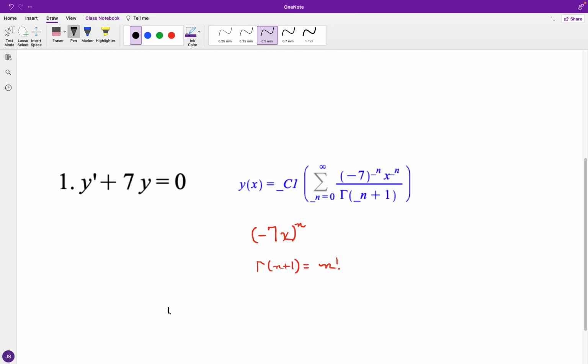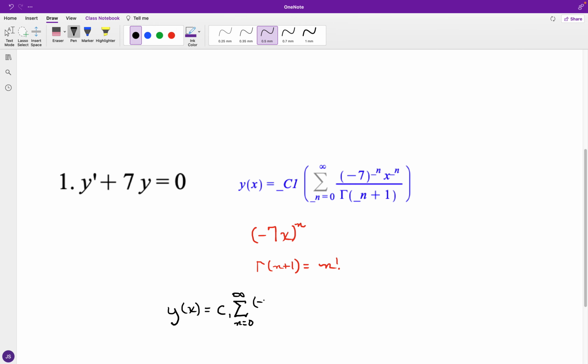So for the power series representation, we have y of x is equal to c of 1 times the summation as n goes from 0 to infinity.